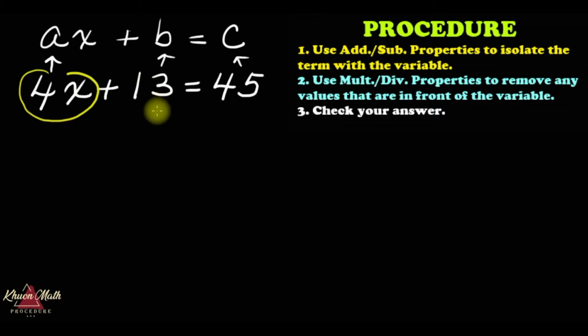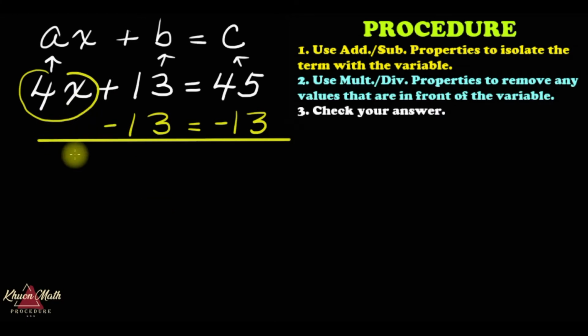Therefore, you have to get rid of the positive 13. How do you get rid of the positive 13? How do you make it completely go away? Well, to do that, you do the opposite. So what is the opposite of positive 13? Well, that's going to be negative 13. So we minus 13. And then we do it to this side of the equal sign. We have to do it to the other side of the equal sign. So minus 13.